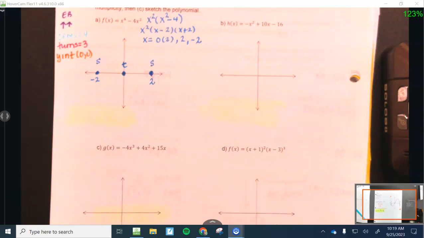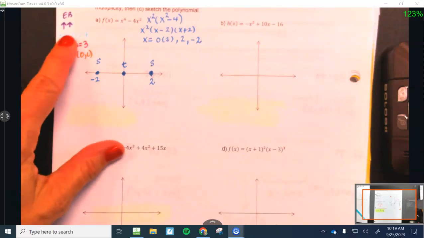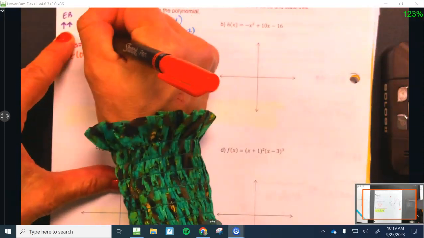The first thing you do is the end behavior. Remember, the end behavior is up. Draw 2 up arrows up here.